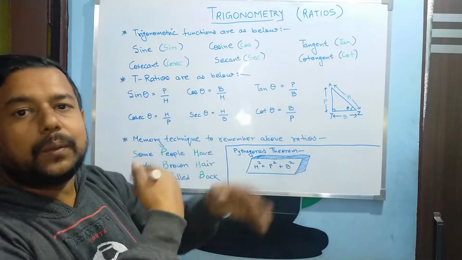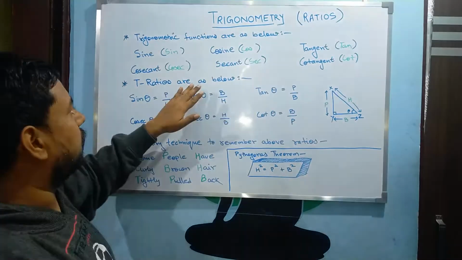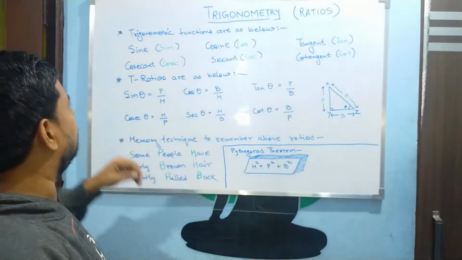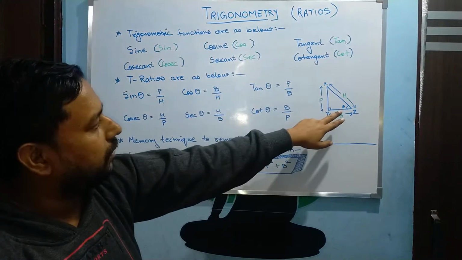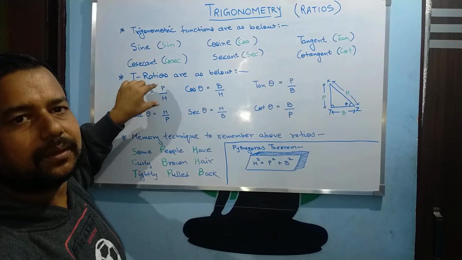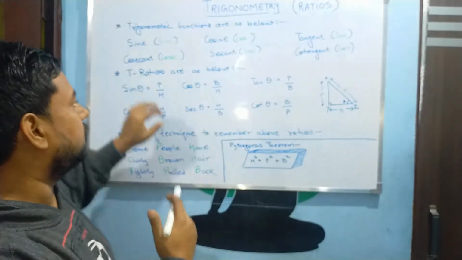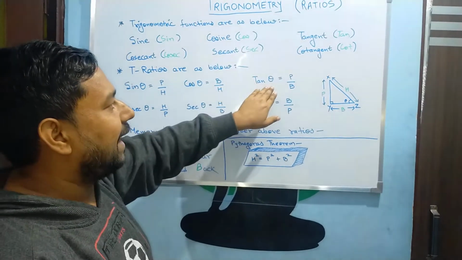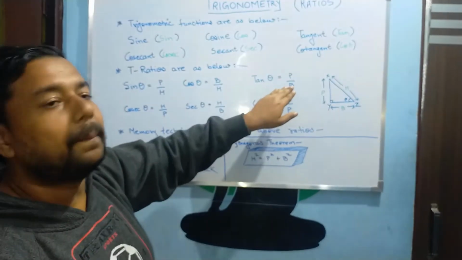Now how they are related with the angles? So we name them as T ratios in simple, that is trigonometric ratios. Sine theta is the ratio of P upon H, perpendicular upon hypotenuse. Cos theta is base upon hypotenuse. Tan theta is perpendicular upon base.